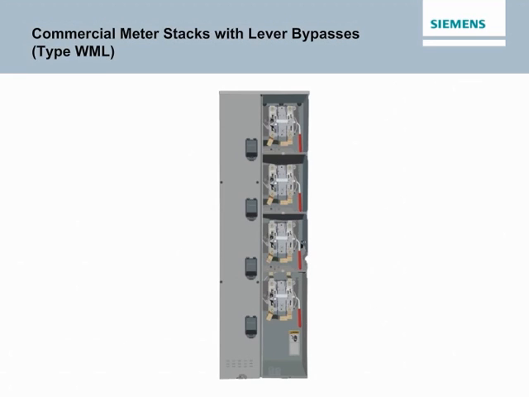Commercial meter stacks with lever bypasses, type WML, are available with 240 volt max, single phase and 3-phase tenant main provisions. 100 amp 3-phase tenant main stacks are available up to 4 positions. 225 amp single phase and 3-phase tenant main stacks are available up to 4 positions. 320 amp 3-phase tenant main stacks are available up to 2 positions. WML stacks use the Landis & Gyr type HQ lever bypass. Stacks with single phase 225 amp provisions can be converted to 125 amps without the need for costly labor-intensive conversion kits.